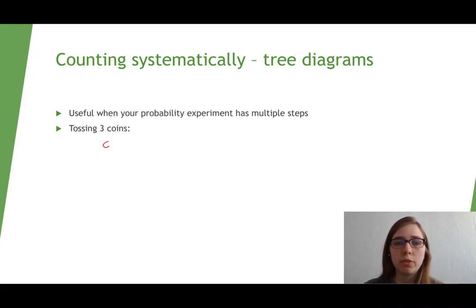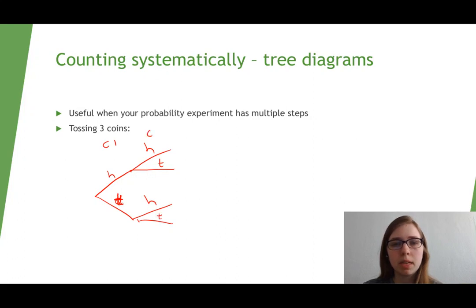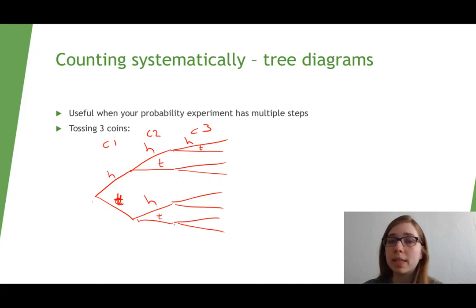So my first coin can be a heads or a tails. My second coin can also be a heads or a tails. And my last coin can be heads or tails as well. And I add them in each of the branches because after throwing heads and heads, I can throw heads or tails on the last coin. But if I've thrown heads and then tails, I can also throw heads or tails. If I throw tails and then heads, I can get heads and tails. Or if I get tails and tails, I can also get heads and tails.